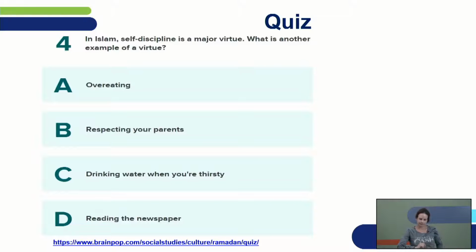Number four. In Islam, self-discipline or self-control is a major virtue. It's a major part. What's another example of a virtue? A, overeating, B, respecting your parents, C, drinking water when you're thirsty, or D, reading the newspaper. So the answer here is respecting your parents. That's a virtue. That's a very good thing to do. Respect your parents. Listen to them.